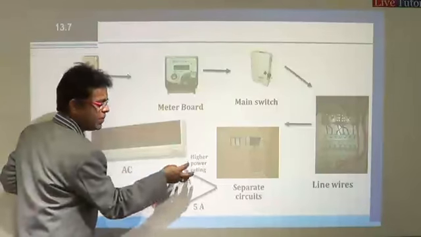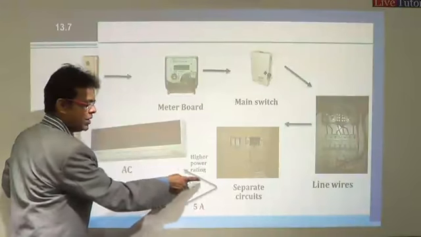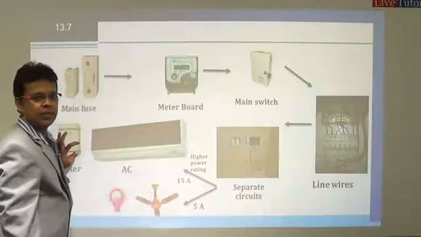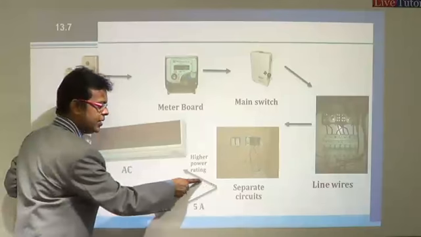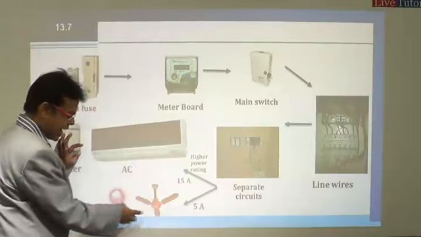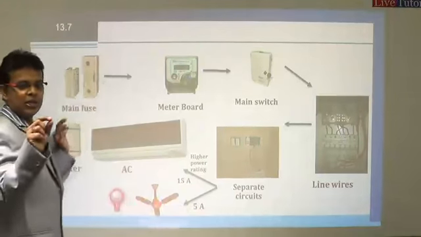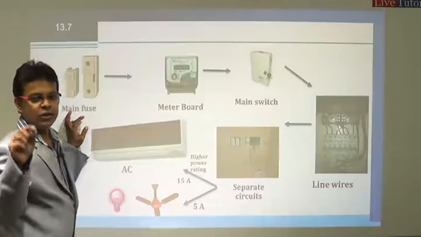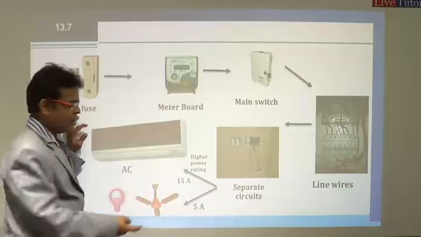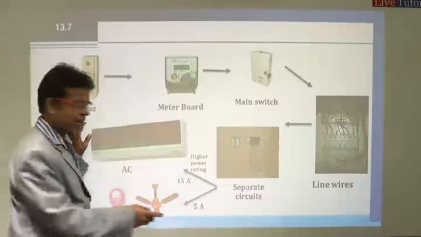One is with the high power rating, which means this wire should have more capacity to carry a current of 15 amps. The strength of the current carried by these wires should be more than the usual one. The usual one, which is having the fans or bulbs, can have only 5 amps. Because you know that when the current is flowing, according to Joule's heating law, it will generate heat. Right? So if it is generating heat, the wire should have the capacity to withstand the heat. Otherwise what will happen? It will cause damage.